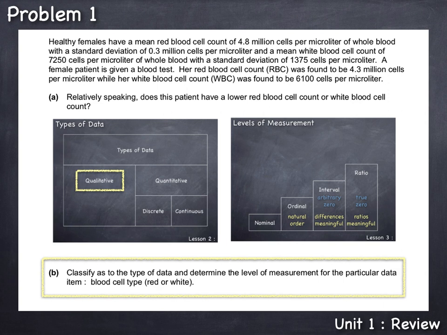Now, for the level of measurement. The blood cell type is either red or white. Red and white are the names of these blood cells. And that's all we have here. So the level of measurement for the blood cell type, whether it's red or white, is the nominal level of measurement. So now we are ready to answer the question.